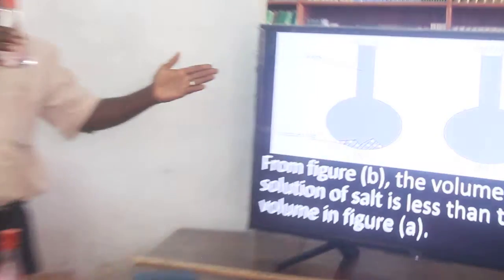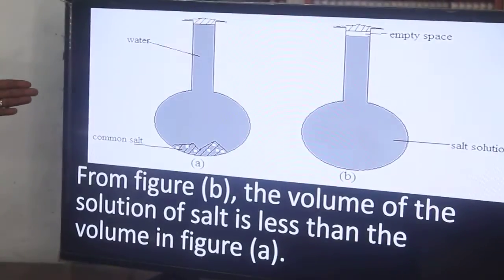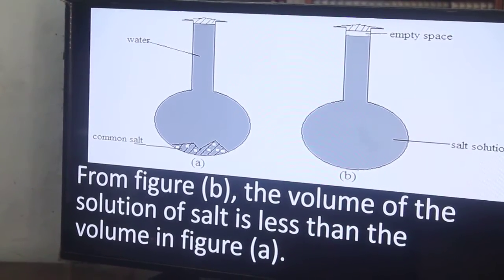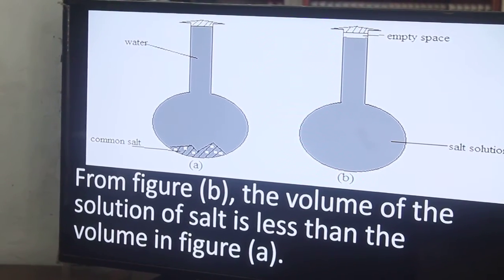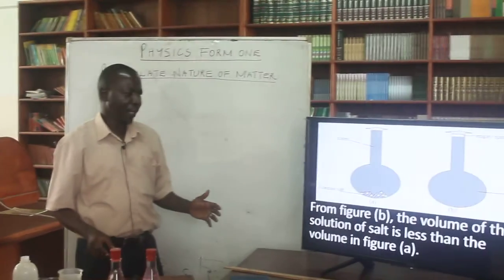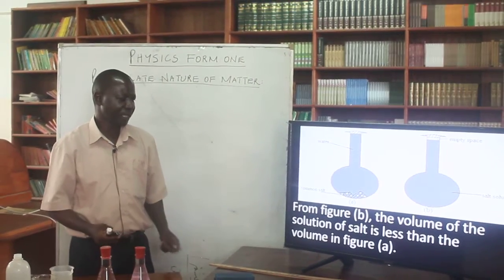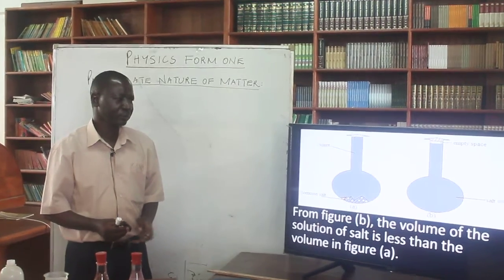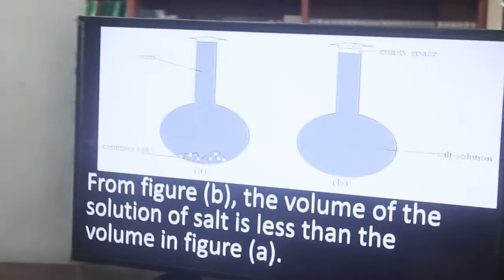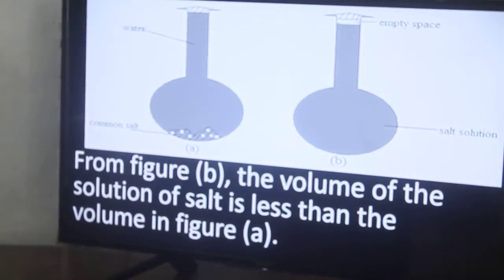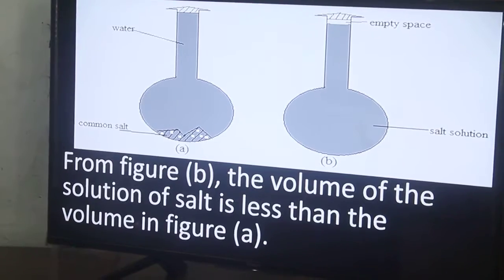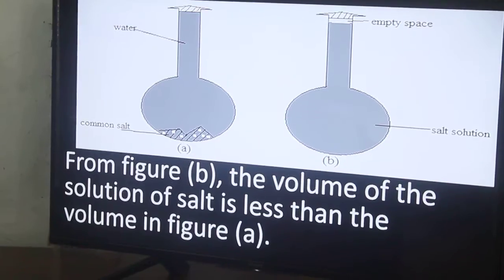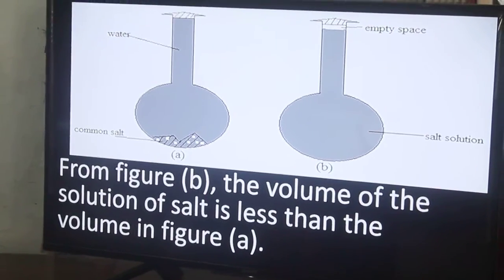Our diagram is showing set A is where we have dissolved the salt. Set B is where the system has settled, and now we have an empty space left. Now what does this actually tell us? In set B, where it has settled, it is showing us that the volume of this salt solution is less than the volume that we had initially, because there is a space at the top that is left.